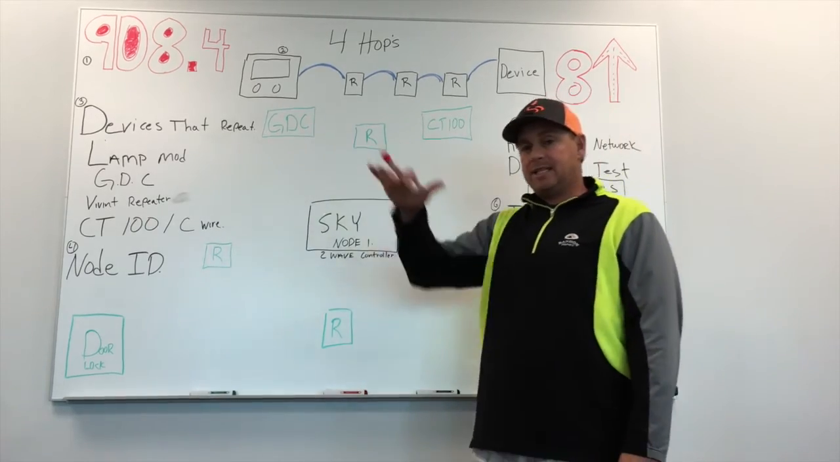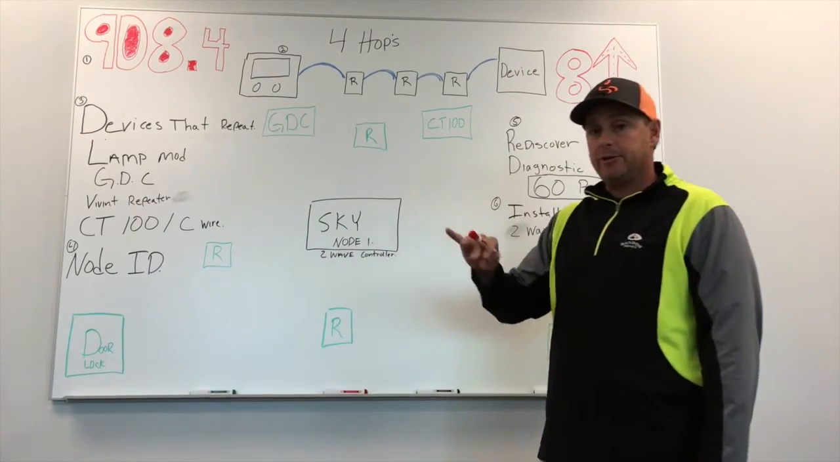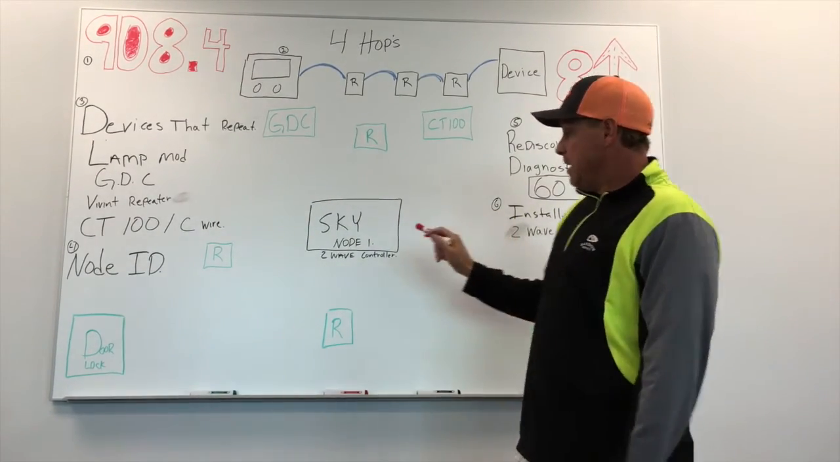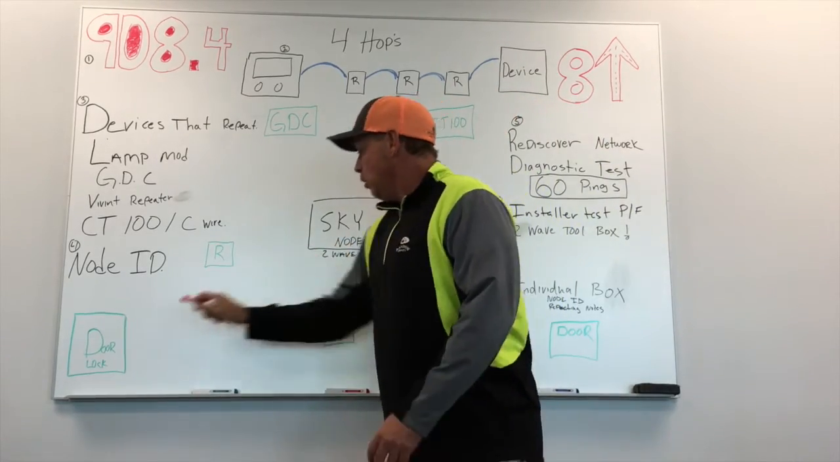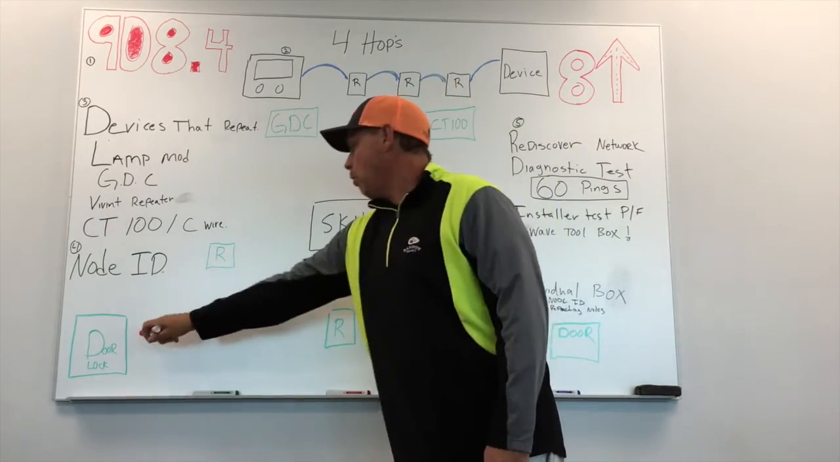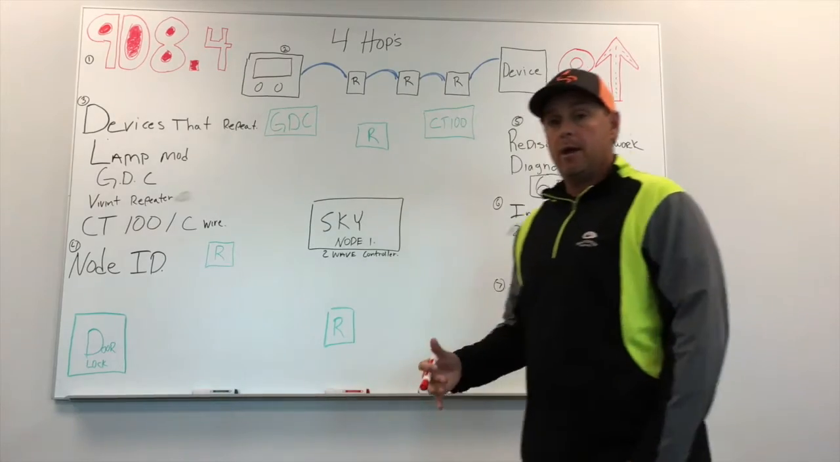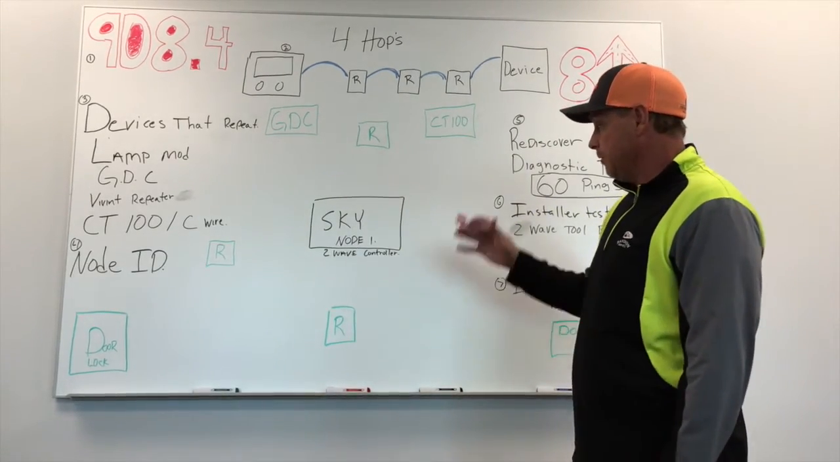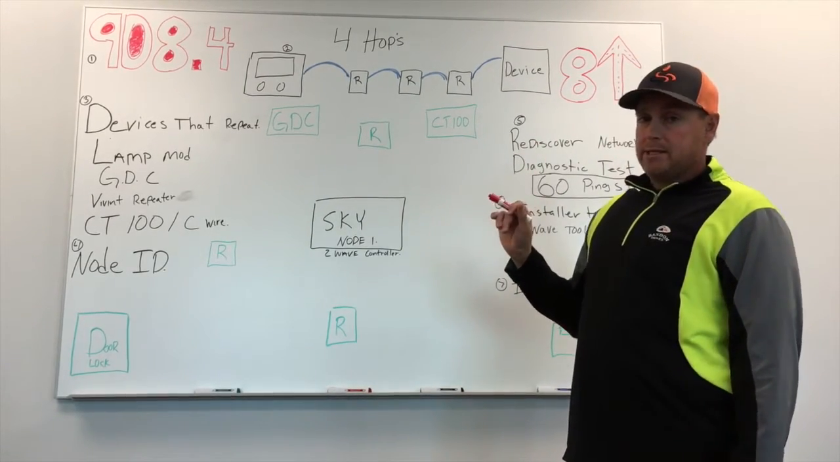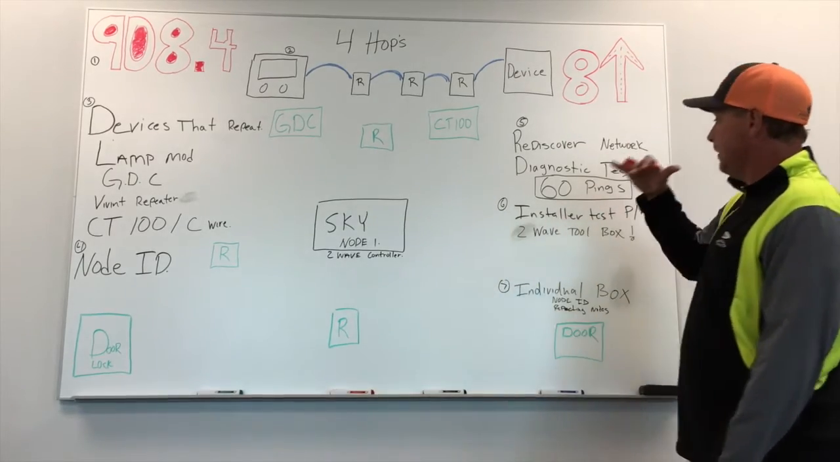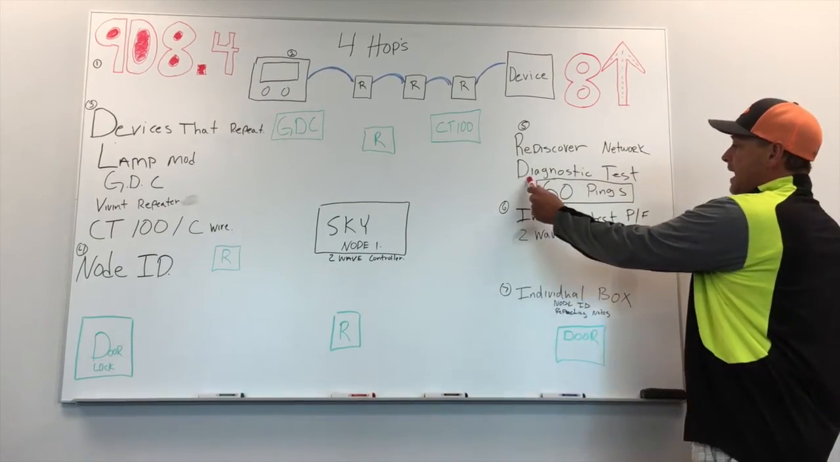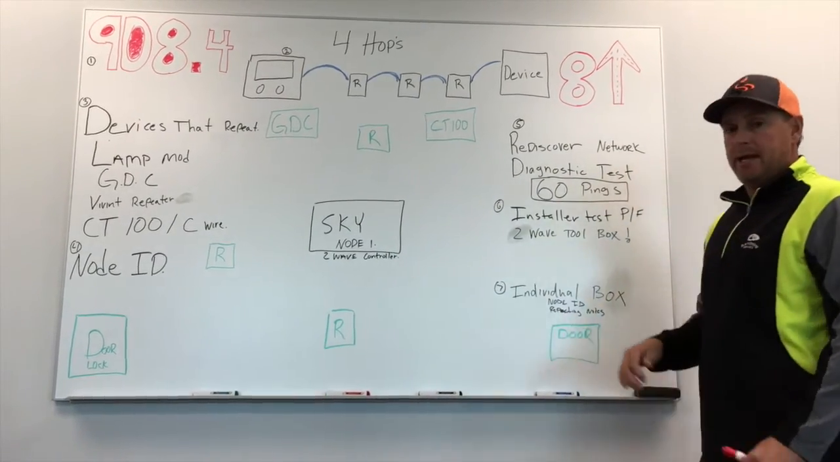Okay, it goes out and sets up that path of how things are communicating. Some of them might say, hey, communicate straight with the panel or communicate through a repeater that's installed in the house. Okay, so that's what Rediscover Network does, it sets up that Z-Wave path. The diagnostics test goes in, and this is what it does.